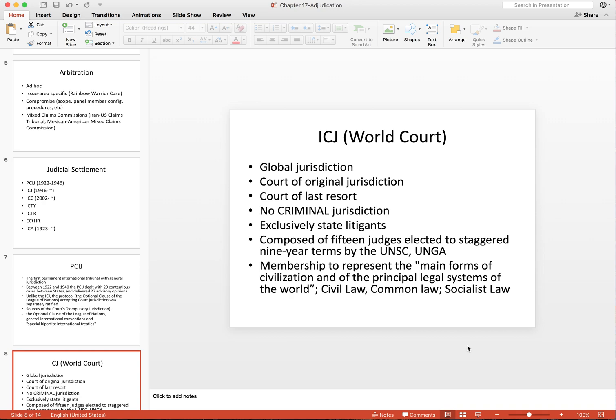Also remember that the ICJ exclusively recognizes state litigants. So only states can file a claim with the International Court of Justice. The International Court of Justice is composed of 15 judges that are elected to staggered 9-year terms by the UN Security Council and the UN General Assembly. Membership in the court is supposed to be well balanced to represent the main forms of civilization and the principal legal systems of the world. These would be the civil law systems, the common law systems, and the socialist law systems.